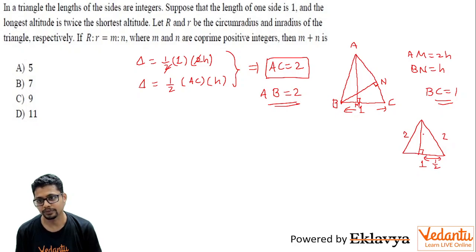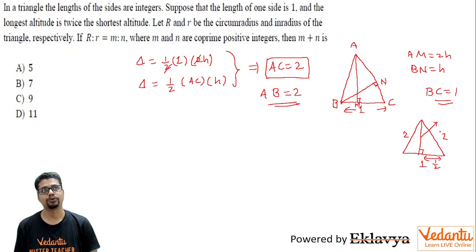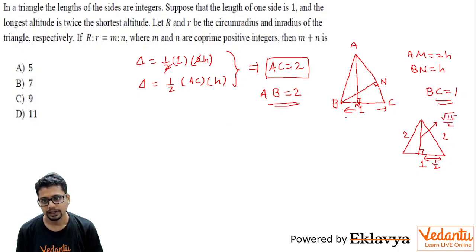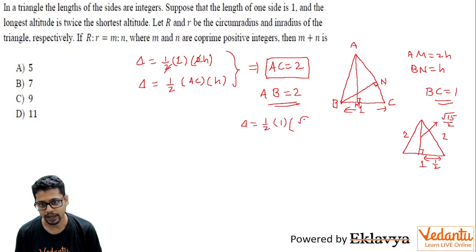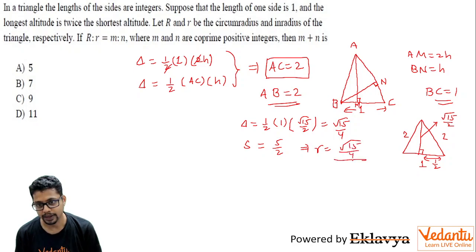Using the Pythagoras theorem, you get 4 minus 1 by 4, which is 15 by 4. Under root of it will be root 15 by 2. So the height is root 15 by 2. The area is half into base into height, so what you get is root 15 by 4. And the semi-perimeter is 2 plus 2 plus 1 by 2, which is 5 by 2. So the inradius would be area by semi-perimeter, which is root 15 by 10.